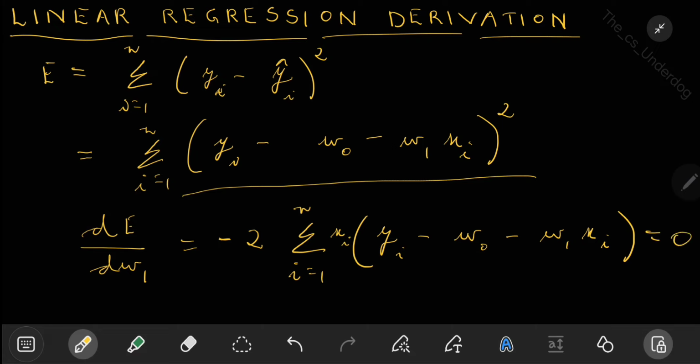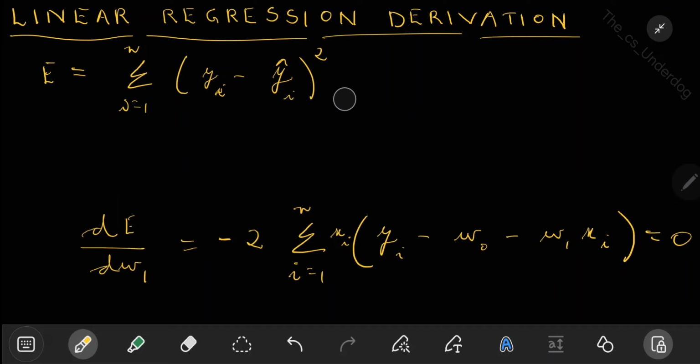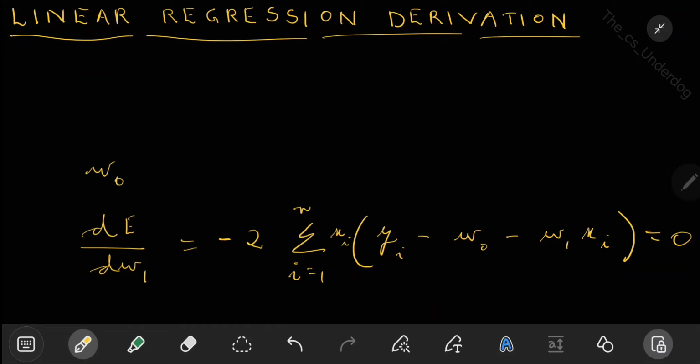Let us solve this now. In order to solve this, the first thing we do is we'll substitute the value of w0, which we already found in the previous derivation. That is, when we derived for w0, we found that w0 is equal to y bar minus w1 x bar. And what is y bar? Y bar is the mean value of y. And what is x bar? X bar is the mean value of x, mean or average.